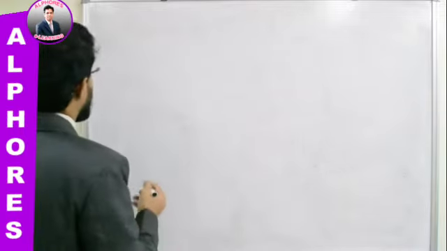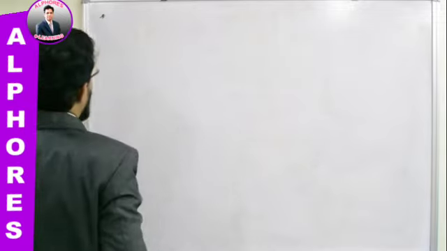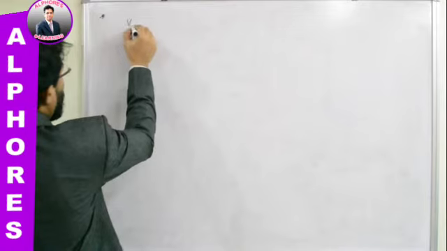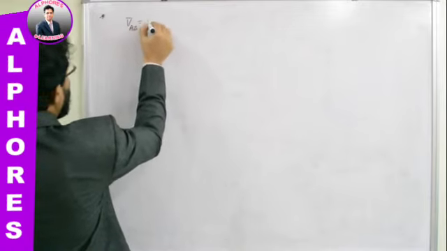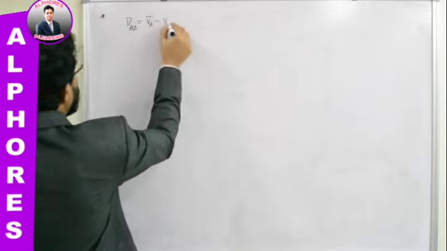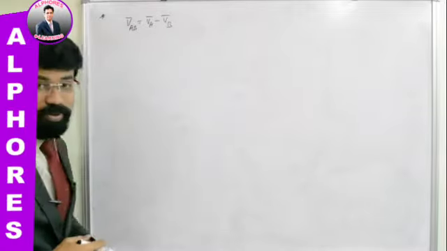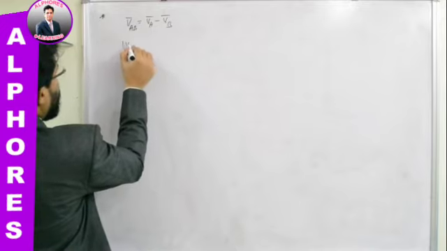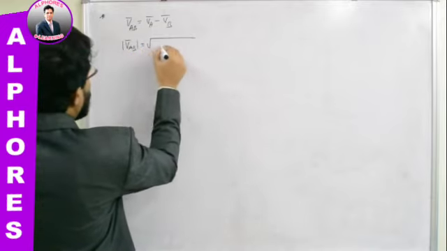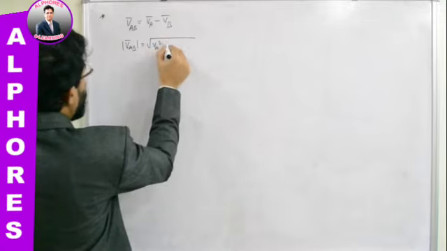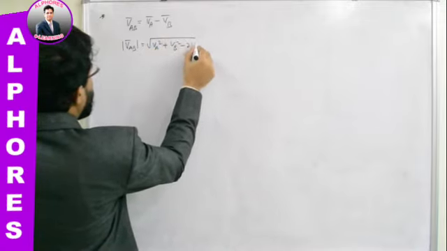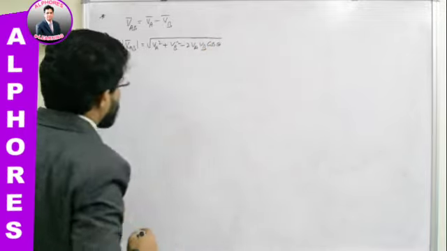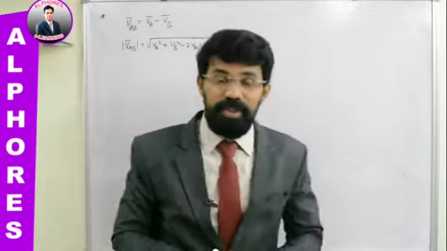And we have written one equation also. If you have two objects A and B, and you want to know the velocity of A with respect to B, how can it be written? VAB bar is equal to VA bar minus VB bar. This is what we wrote yesterday. And if you want to find the magnitude, VAB bar mod is equal to under root VA square plus VB square minus 2 VA VB cos theta. So this is what we concluded in the previous session.